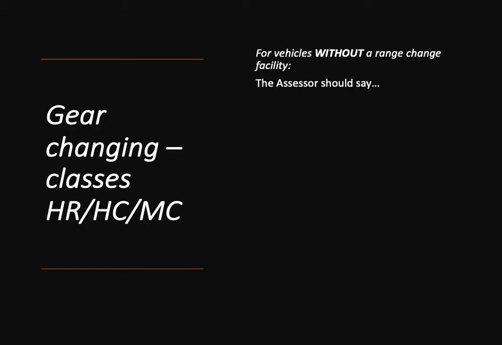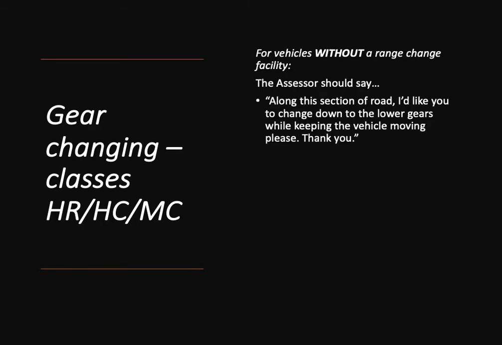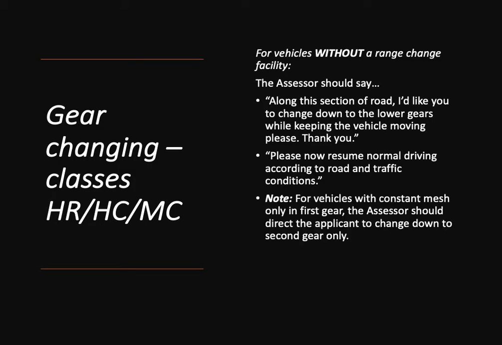Gear changing classes HR, HC, and MC. For vehicles without a range change facility, the assessor should say, "Along this section of road, I would like you to change down to the lower gears while keeping the vehicle moving, please. Thank you. Please now resume normal driving according to road and traffic conditions." Note, for vehicles with constant mesh only in first gear, the assessor should direct the applicant to change down to second gear only.